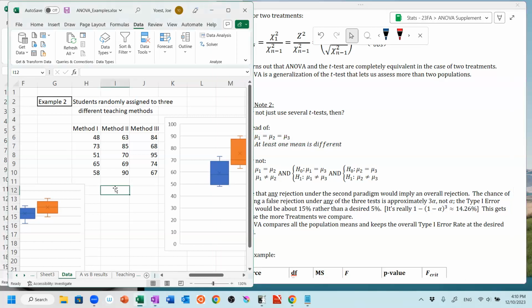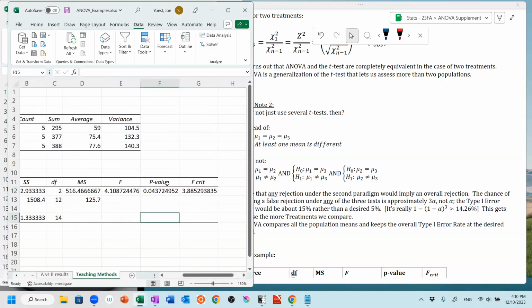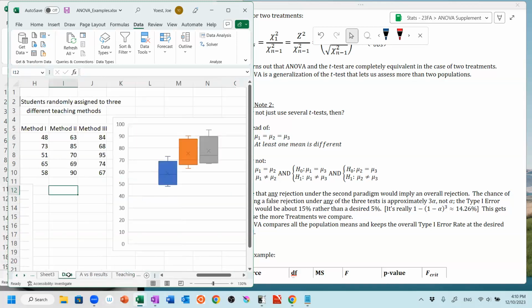Now, it's super important to realize that the conclusion I've made here on the basis of this p-value, or on the basis of this F observed versus F critical, is simply that at least one of the means is different from at least one of the others. At a glance, it seems like mean 1 is not equal to the others, and that mean 2 and mean 3 are maybe equal to one another. But I haven't concluded that.